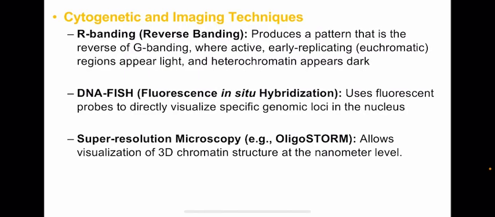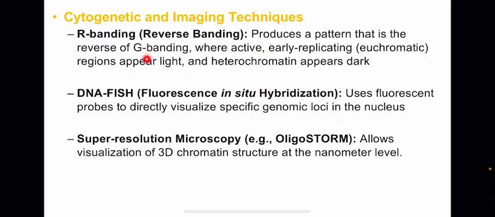There are also assays using cytogenetic and imaging techniques. So these are more imaging, like visual stuff, right? We have R banding. I think reverse banding is like a reverse of G banding. In G banding, we use Giemsa, right? So it does the reverse of G banding. So let's read it. It produces a pattern that's reverse of G banding.